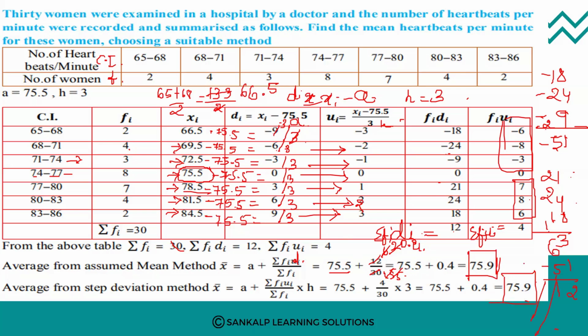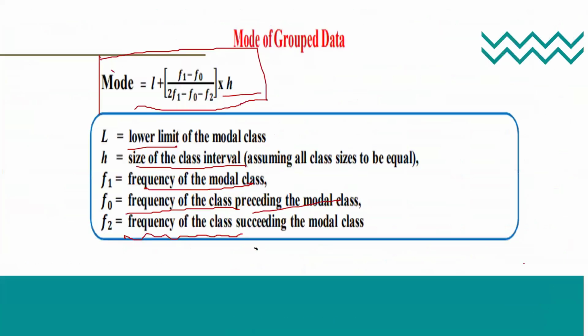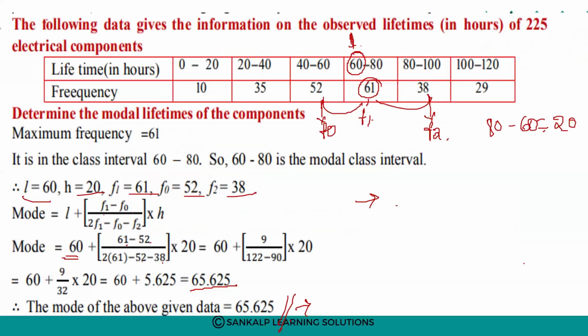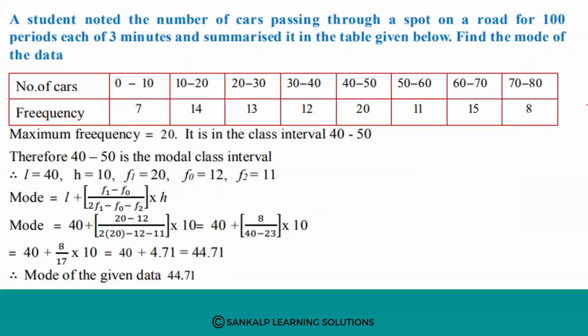Okay. So next question, mode of a grouped data. Yesterday we saw one question on the mode. Formula is L plus f1 minus f0 divided by 2f1 minus f0 minus f2, into h. L is the lower limit of the modal class and h is the size of the class interval, f1 is the frequency of the modal class, f0 the frequency of the class preceding the modal class and f2 the frequency of the class succeeding the modal class.